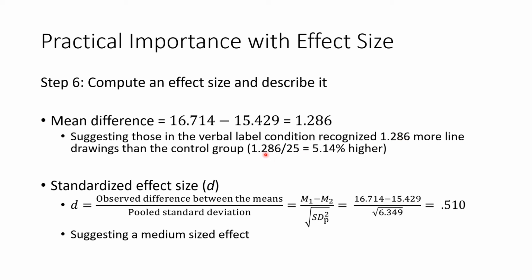Sometimes it's useful to convert this raw mean difference into a percentage. In a sense, you're kind of standardizing it again. If you do that in this case, it comes out to be about 5% higher. That kind of helps you calibrate the mean difference to decide whether that's important or not.